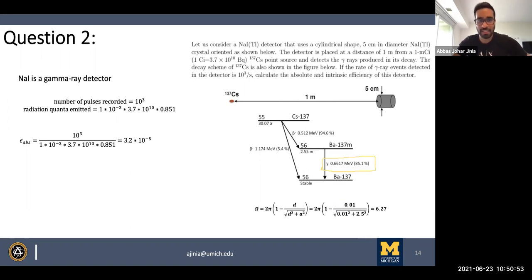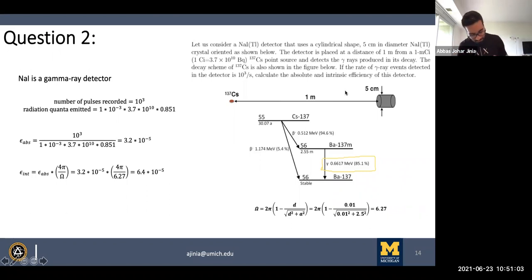And using this absolute efficiency and the solid angle, we can get our intrinsic efficiency. So what we see here is that your intrinsic efficiency is slightly higher than twice your absolute efficiency. Does this make sense? Can you have a higher intrinsic efficiency than your absolute efficiency? What do you guys think?